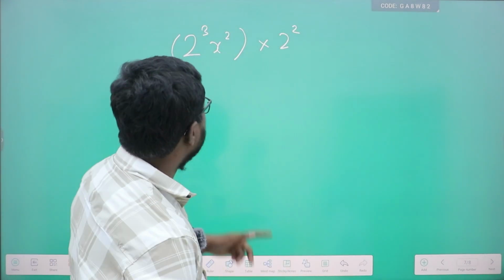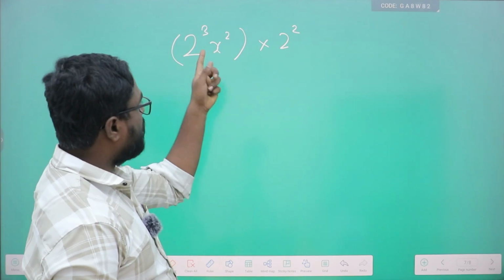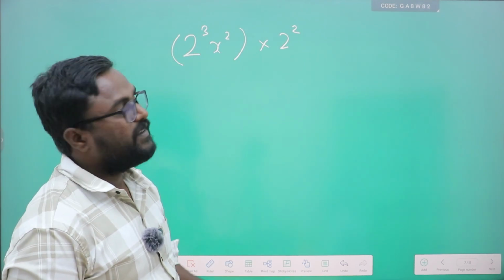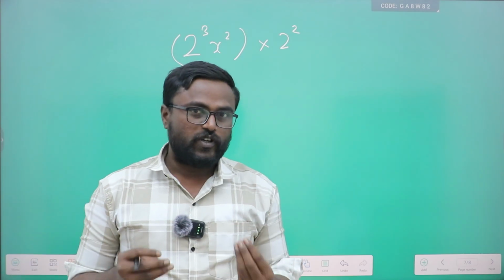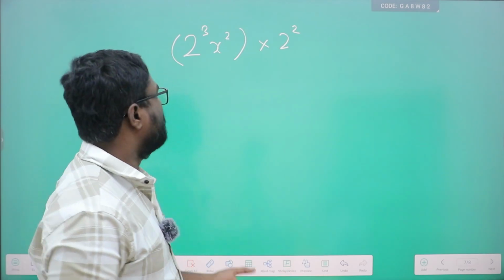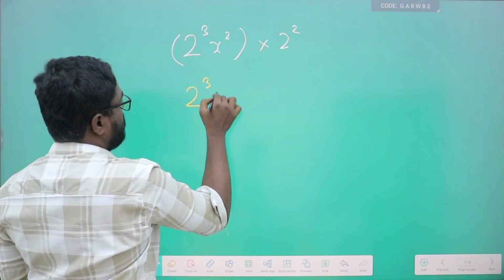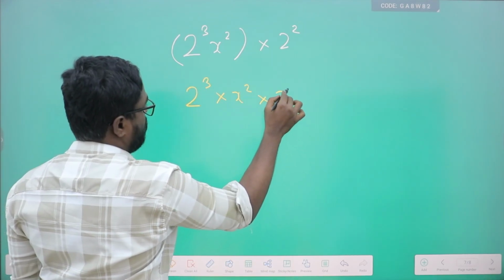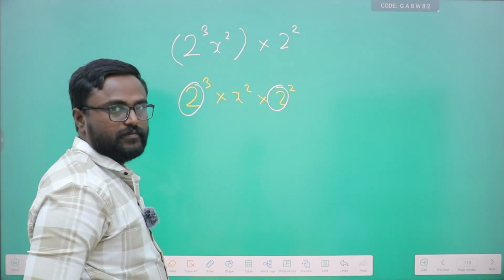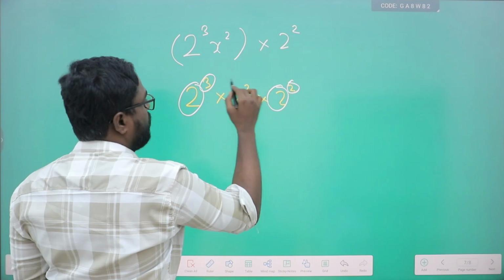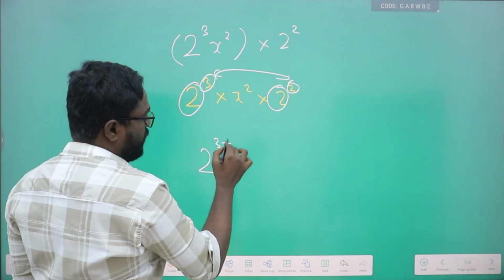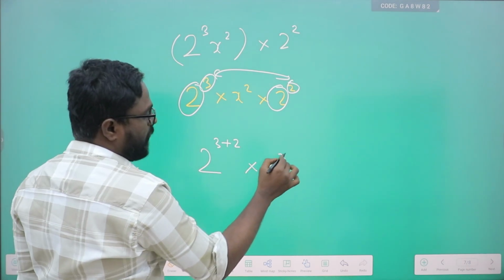So the next question says 2 to the power 3 times x to the power 2 times 2 to the power 2. So what will we do now here? As multiplication follows the commutative property, we can just simply change the order. So what will I do now? 2 to the power 3 times 2 to the power 2 times x to the power 2. Bases are the same, powers are different, so we can just simply add them up. 2 to the power 3 plus 2 times x to the power 2.